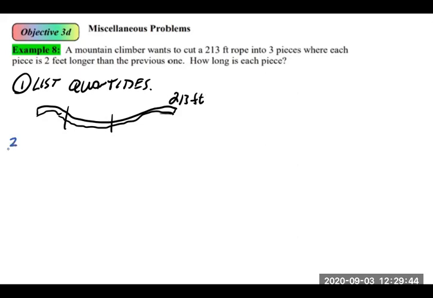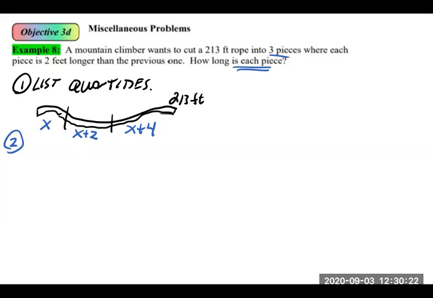But step 2, I need to define each piece, which is all 3 pieces. So I can always base it, it says where each piece is 2 feet longer than the previous one. If I start with X representing the shortest piece, then X plus 2 must be the length of the next longest, and then X plus 2 plus 2, or 4. If I add 2 to X plus 2, X plus 4 would represent the length of the longest piece. All right, so I had a diagram. I got 3 pieces defined with expressions.